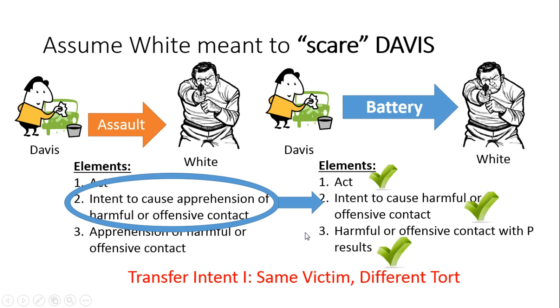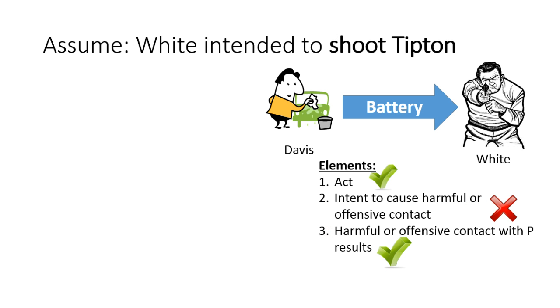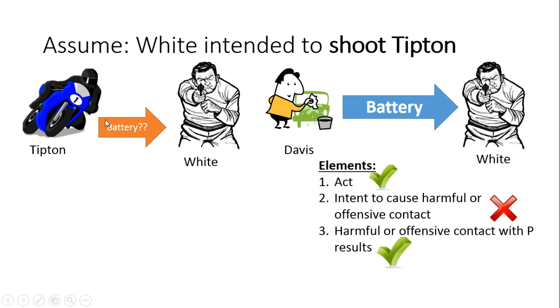All right, let's change the facts another time and now look at whether we can use transferred intent to help Davis succeed in his battery claim against White if all we could prove is that White intended to shoot Tipton. So what we want to do is visualize where the intent's coming from and how the transfer is coming. Now the intent is coming from the intent to do a battery on Tipton.